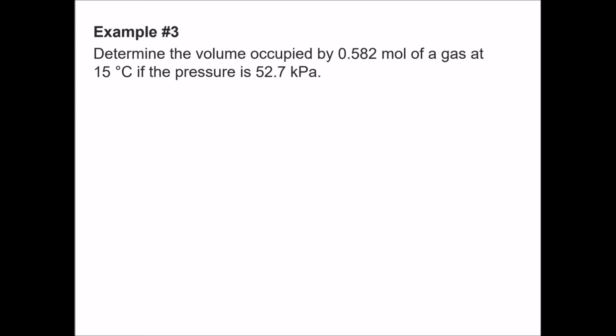Okay, third example. It says here, determine the volume occupied by 0.582 moles of a gas. They want to know the volume at 15 degrees Celsius and a pressure of 52.7 kPa. All right, so I'm going to write my list of variables: P, V, n, R, and T. My pressure is 52.7 kilopascals.